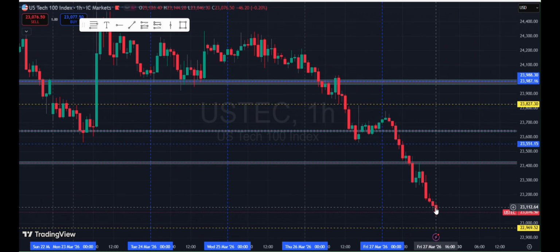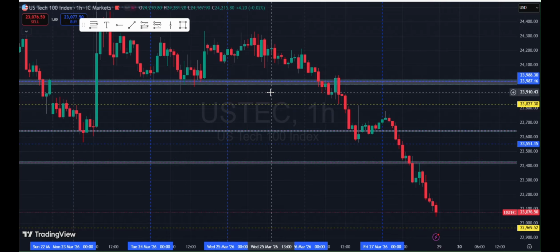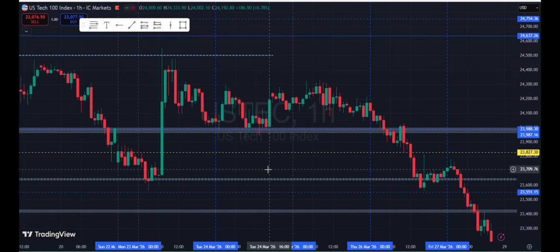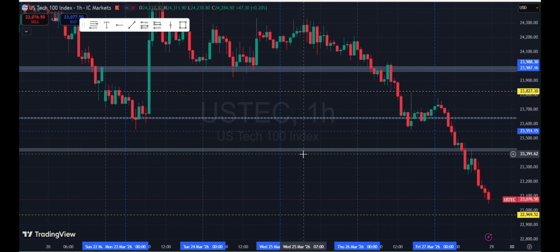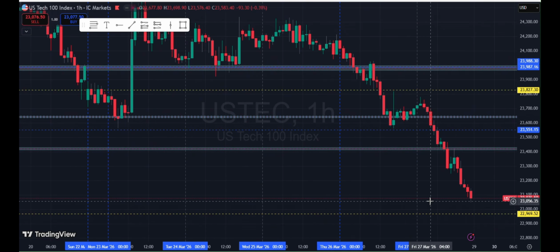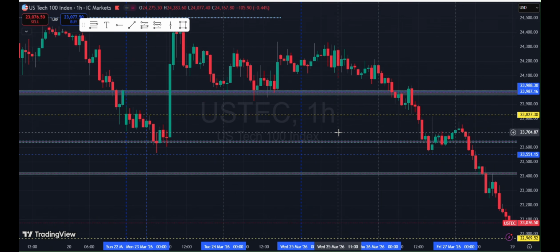So as at Friday, this is what we have on US Tech. Price moved down and closed at this particular level. It shows a shift in draw on liquidity after the first draw on liquidity was respected, which was this. So price shifted its draw on liquidity to the downside, even surpassed the monthly fair value gap and continued to go down. As at Friday, price closed at the 23,076.50 level.